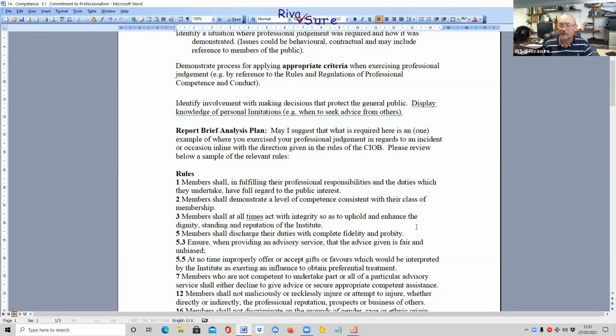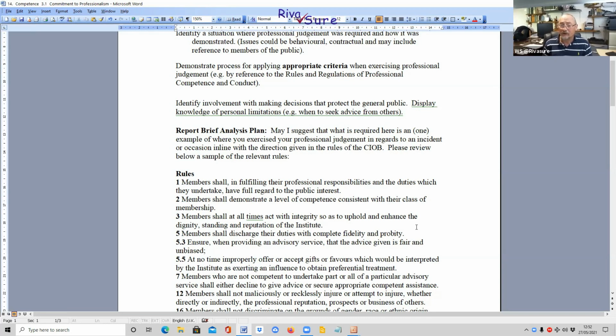Now we're looking at number 3, which is really important at the heart of this report. Members shall at all times act with integrity, and in doing so, so as to uphold and enhance the dignity, standing, and reputation of the Institute. But also, if you are involved, and we're looking for an incident when this did happen, you're also upholding the dignity of the construction industry per se.